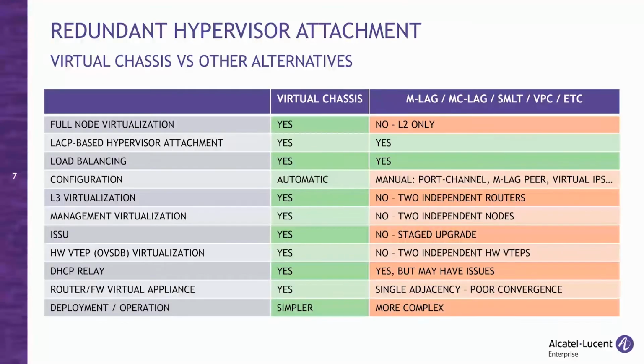To summarize why virtual chassis is the recommended option, we can have a look at this table. It's automatic, it virtualizes layer 2, layer 3, and management. LACP is also automatic. There are no issues with the DHCP, there are no issues with routing appliances, it provides in-service software upgrades, etc. So that's about it for the introduction. Let's now talk about the demo.